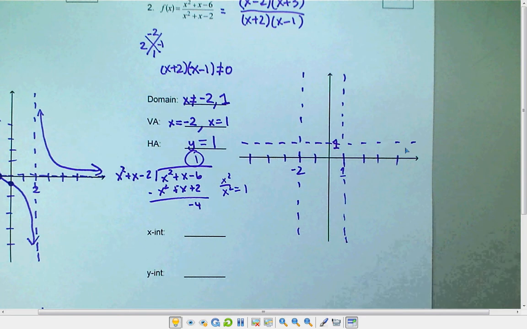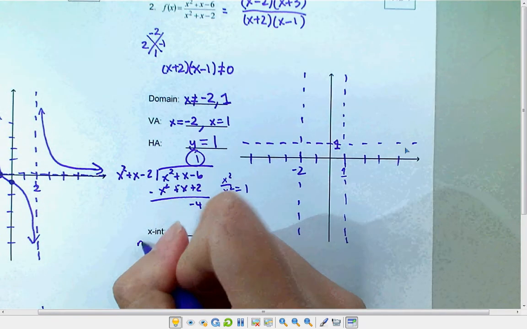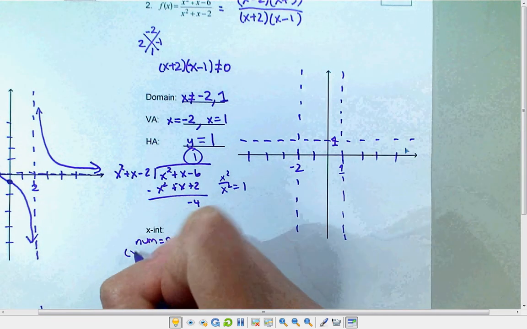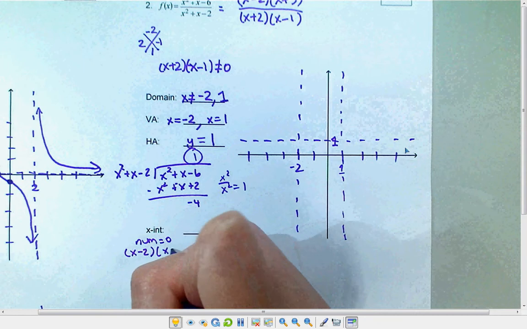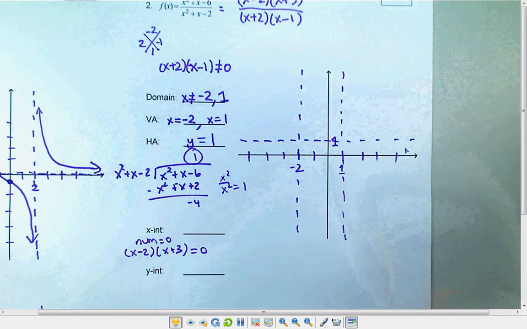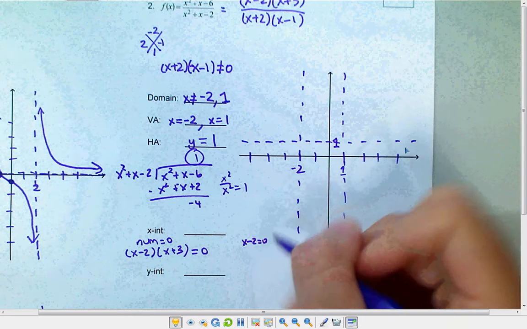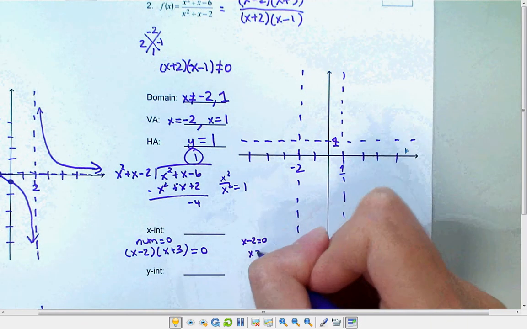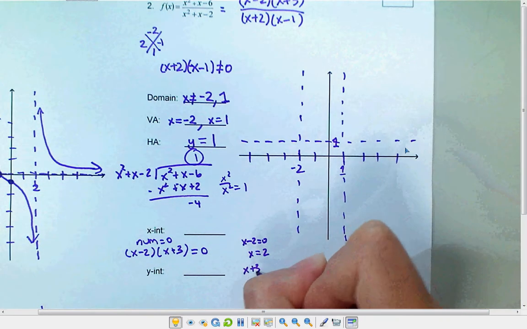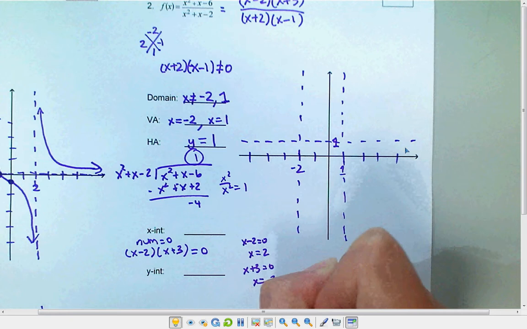Now for my x-intercept, numerator equals 0. My numerator here is x minus 2, x plus 3. So I'm actually going to have two different answers here. If I have x minus 2 equals 0, plus 2, I get x is equal to 2. If I have x plus 3 equals 0, minus 3, I get x is equal to -3.